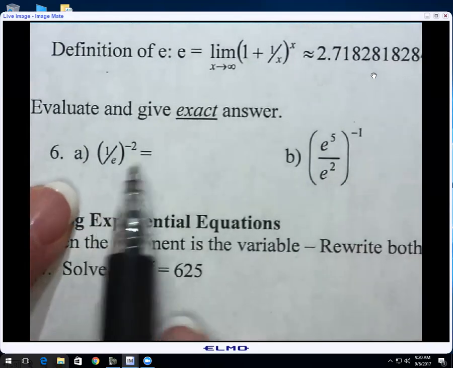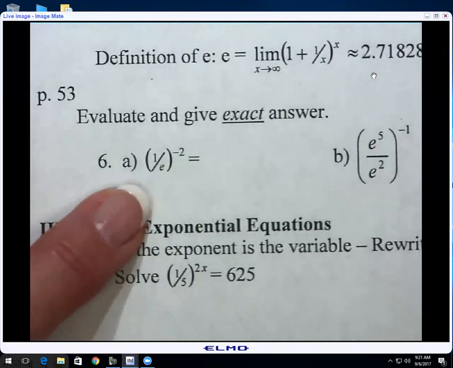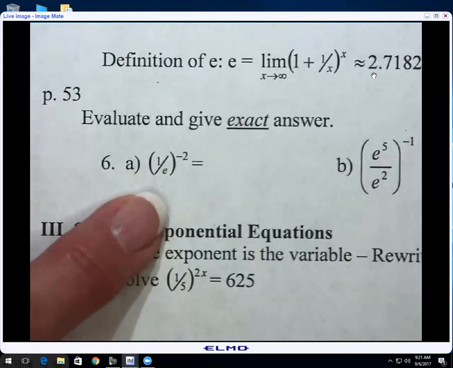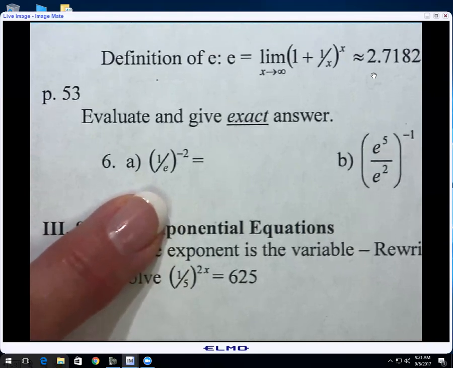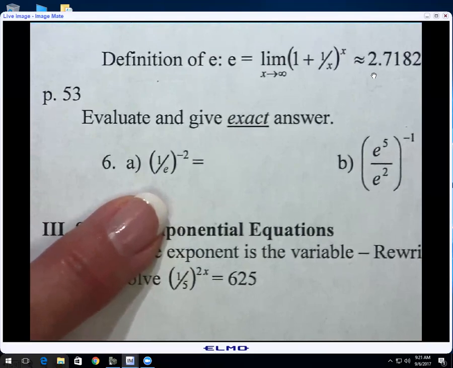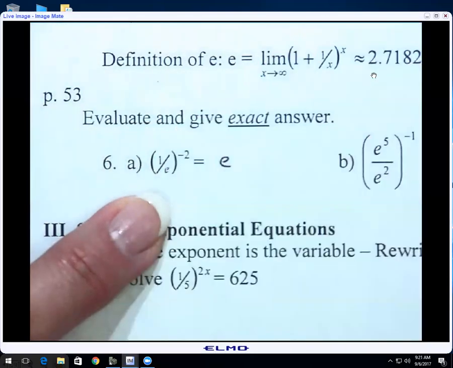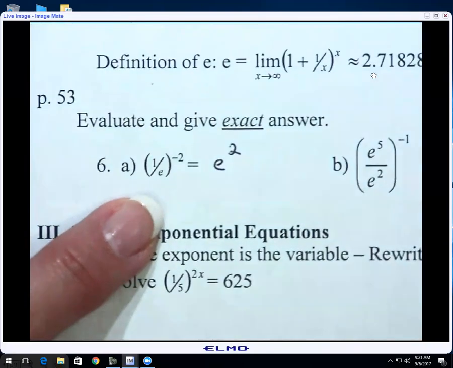So 1 over e to the negative 2. Now make sure you're paying attention to the directions here like you need to on the test. If it says give an exact answer, I don't want you to pick up your calculator for that. 1 over e to the negative 2, what would that be written with a positive exponent? The reciprocal of 1 over e is e, and taking the reciprocal of the base makes the exponent positive.